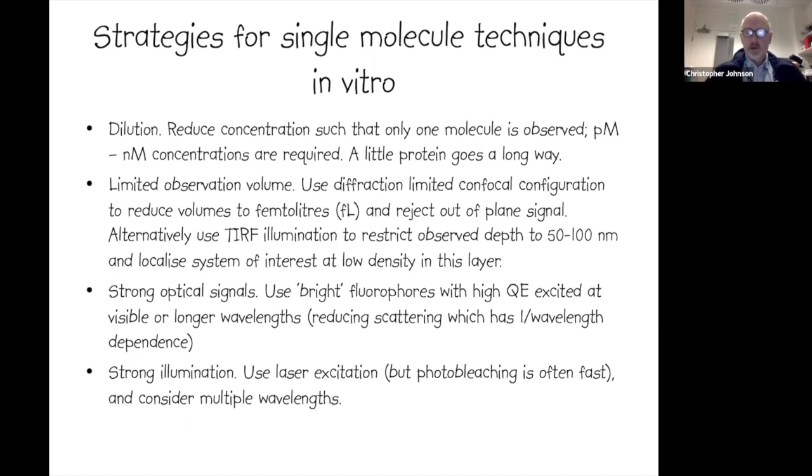We could also use TIRF illumination, which, if you remember from the earlier talks, restricts the illumination in the evanescent wave to a depth of about 50 to 100 nanometers. And then we would localize the system of interest into this area where the evanescent wave was present.